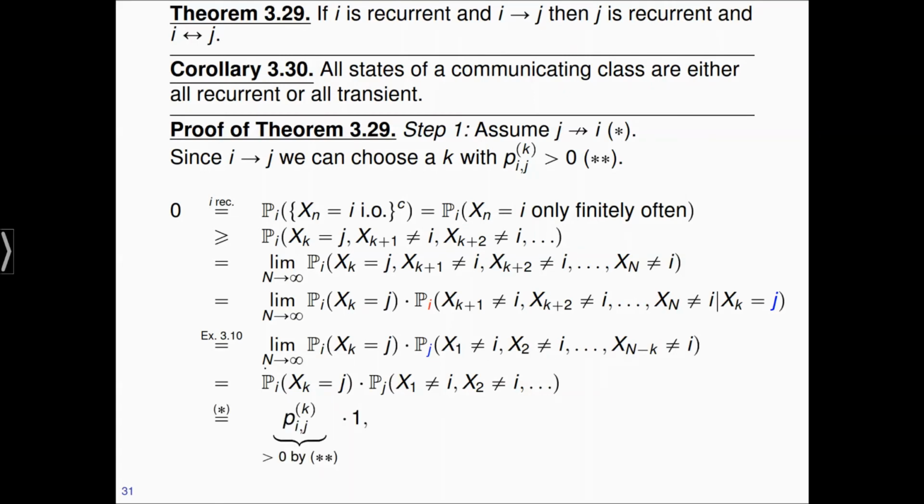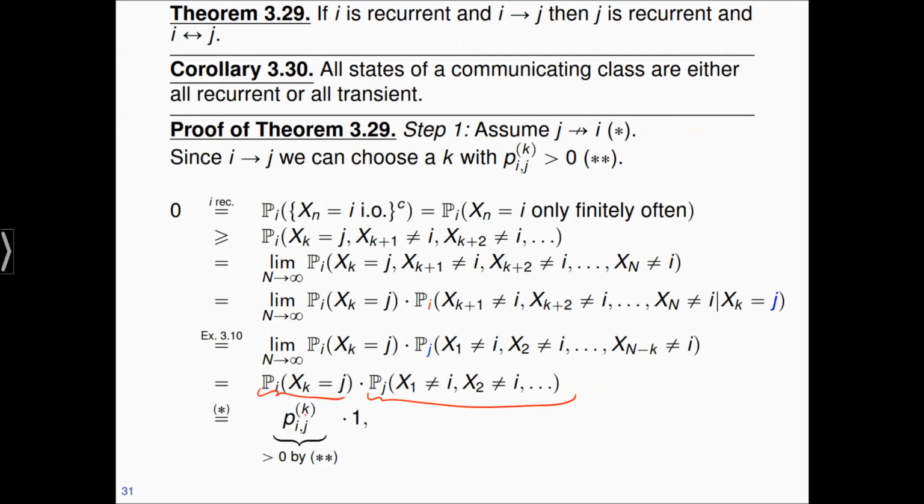Now I'm using the star and the double star from the beginning here. So the star is used to see that this probability here is 1. I start at j and I never visit i. This has probability 1 by this assumption here, because from state j I cannot reach i. The Markov chain cannot be at i if it starts in j. So it starts in j and it never reaches i. This has to have probability 1 by star.